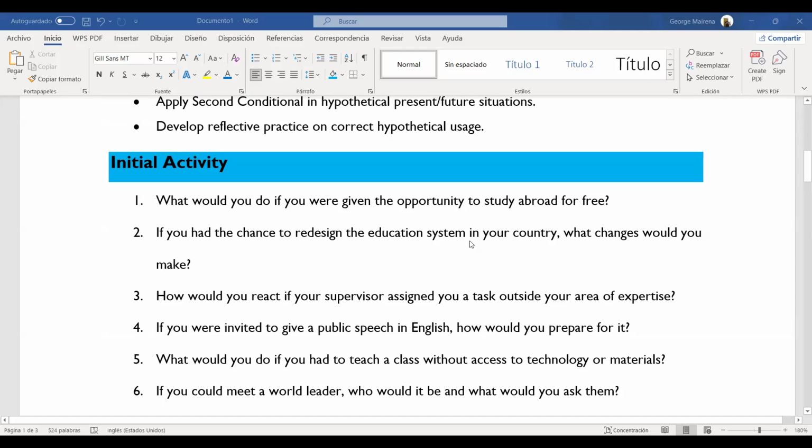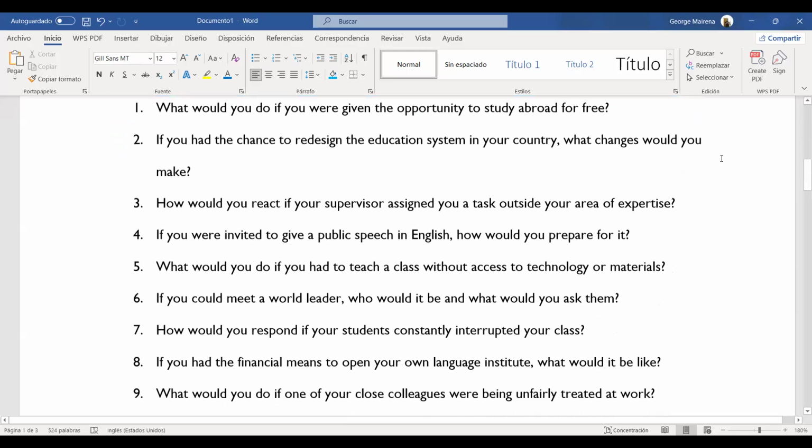If you had the chance to redesign the education system in your country, what changes would you make? Hello, Archimedes. Good evening, teacher and classmates. Well, I would promote the reading club and conversation club in the education programs. Okay, very good. Thank you, Archimedes. Do we have another volunteer? Okay, let's move on to question number 3.